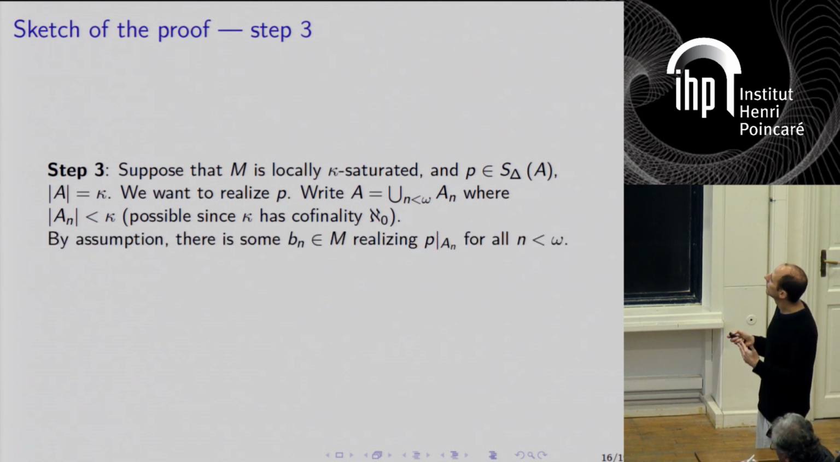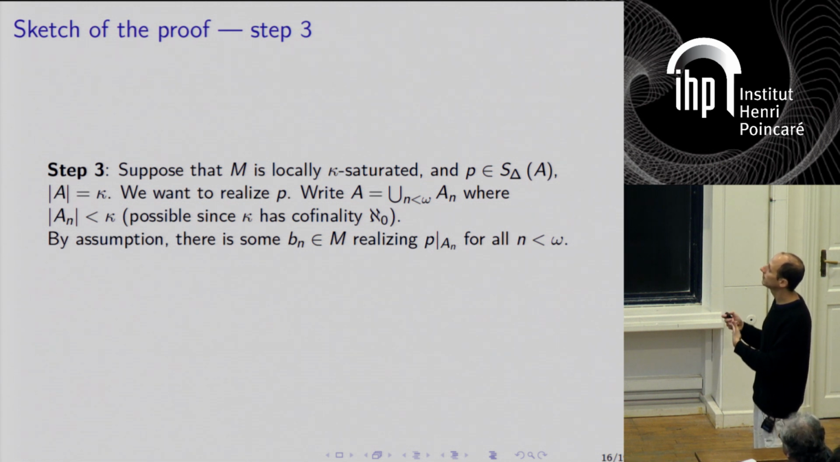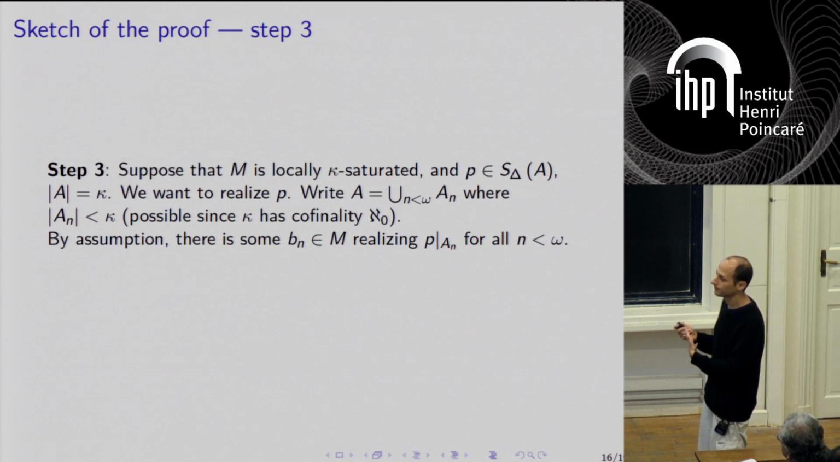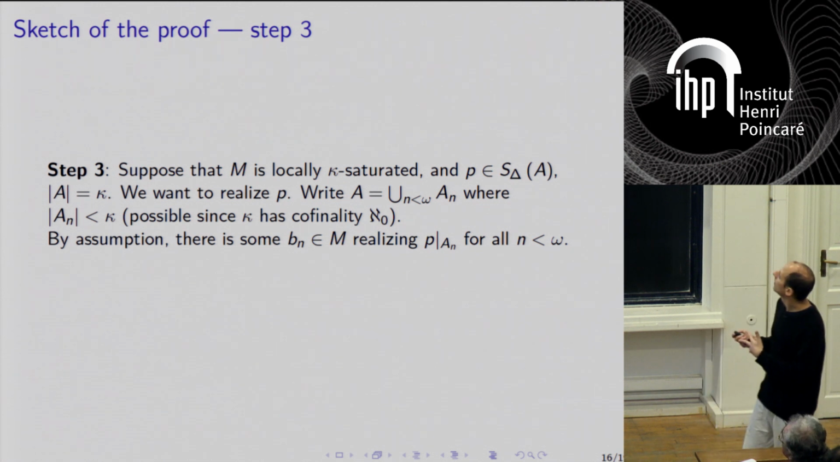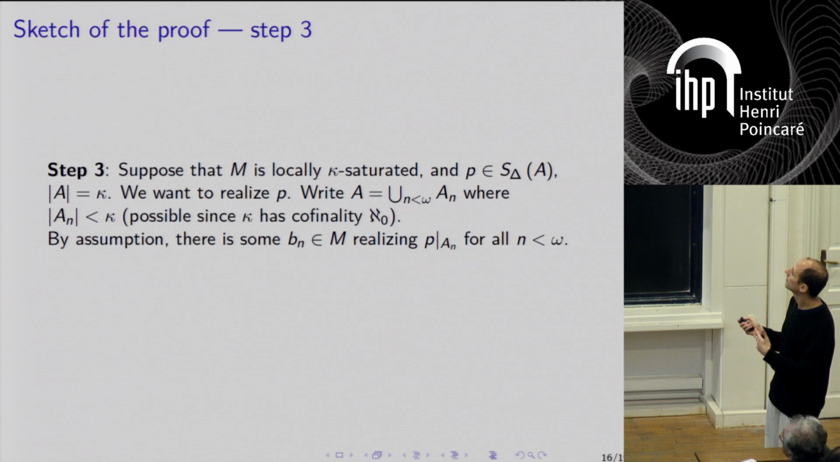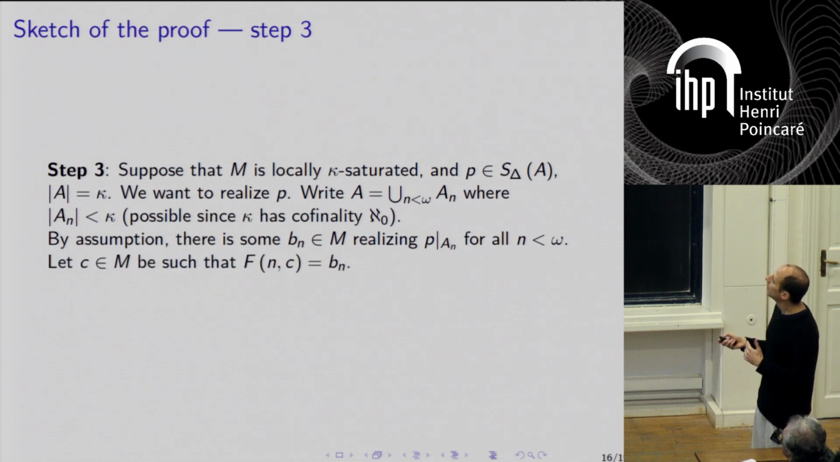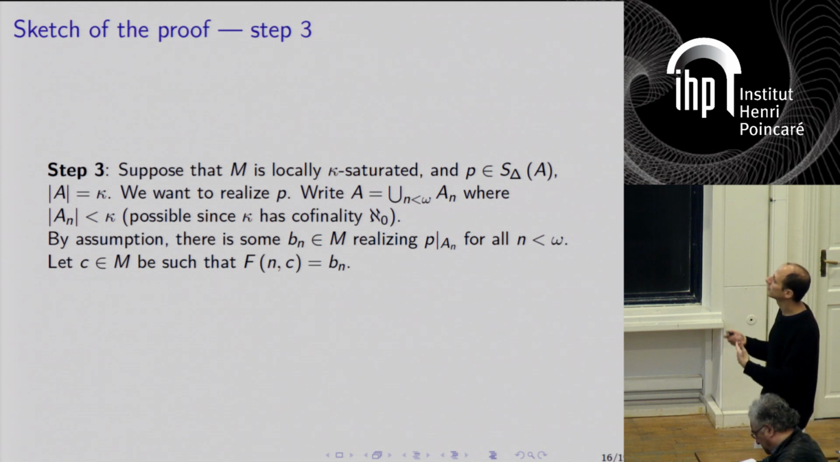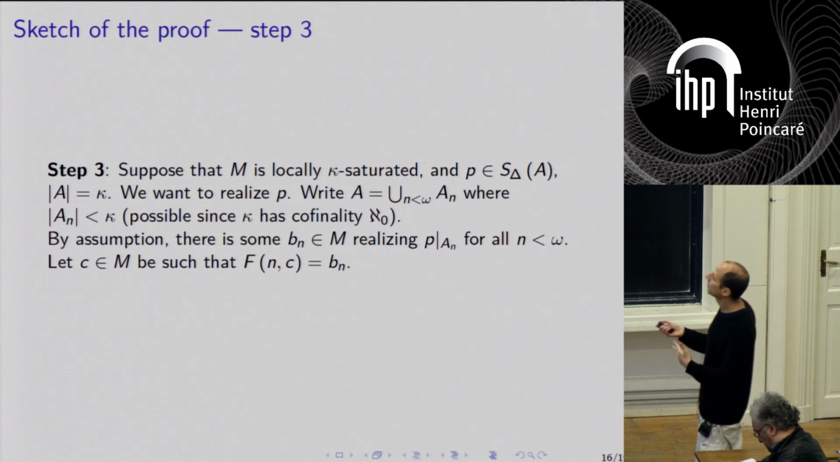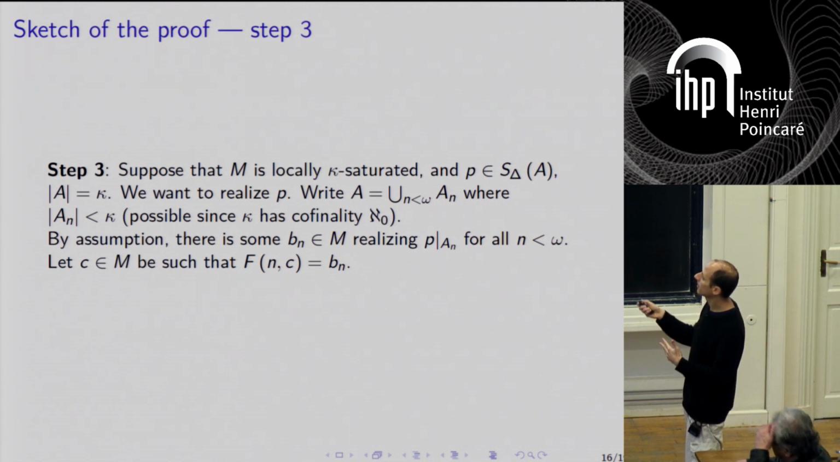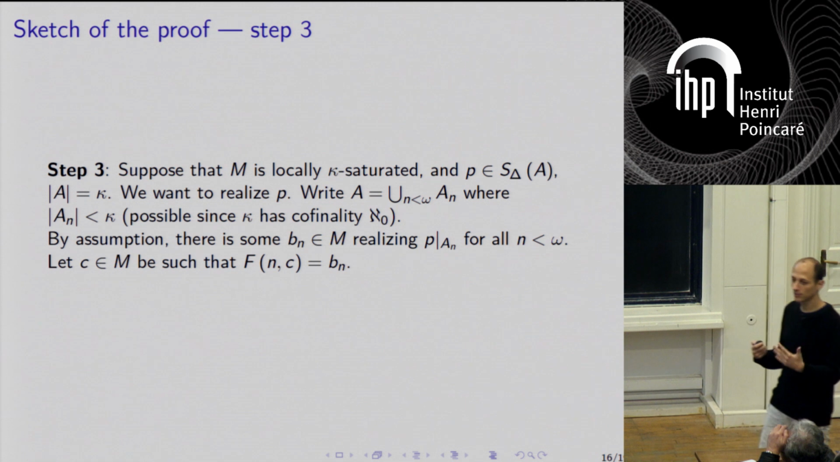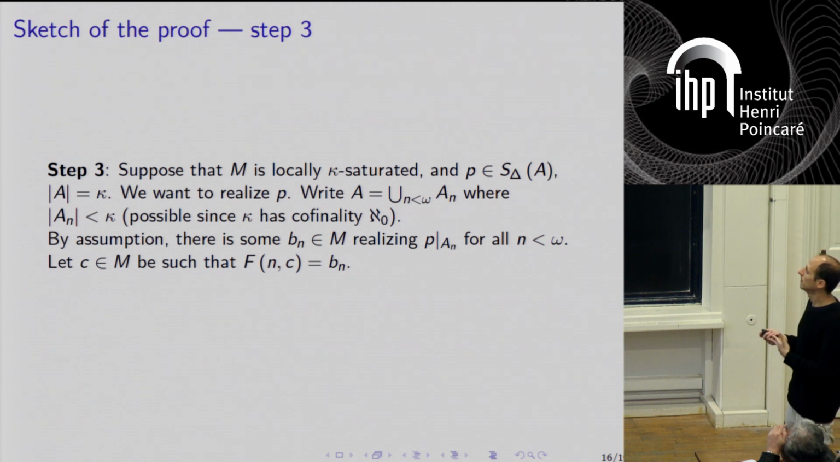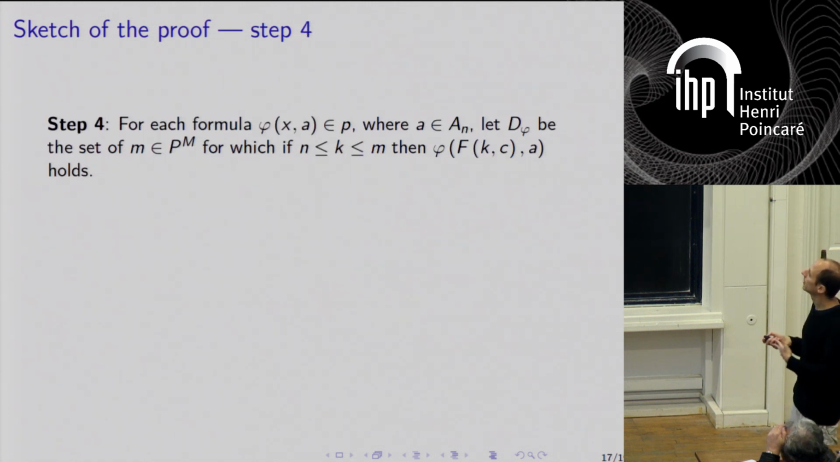Because we assume saturation, there is some Bn realizing the restriction of this type to An. And now we use the previous step to get some C such that f of n, C equals Bn. This makes sense: n is a natural number, but it belongs to the model, since we assume that the model contains a copy of arithmetics.